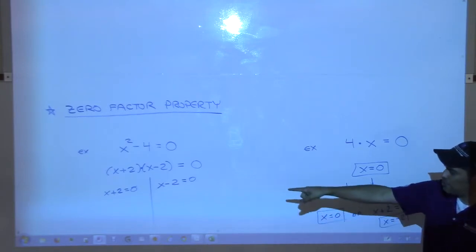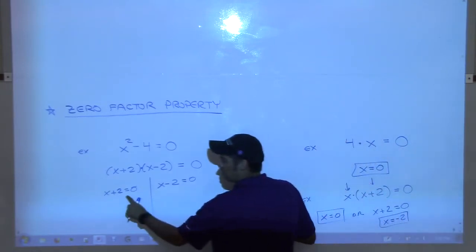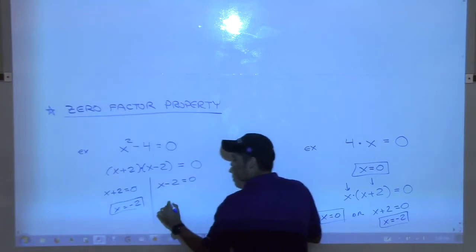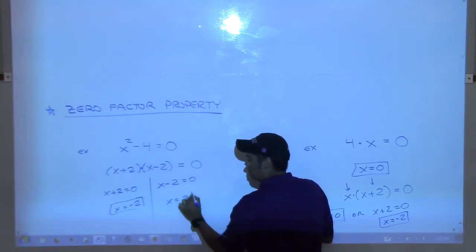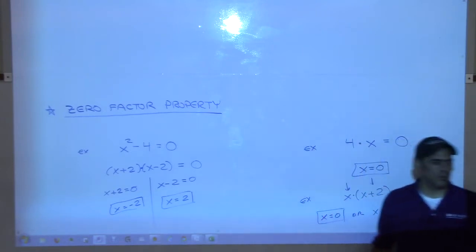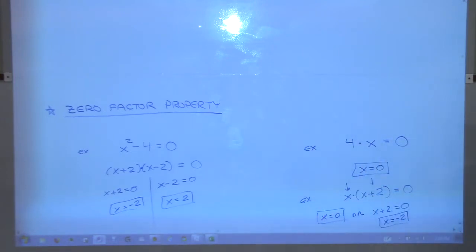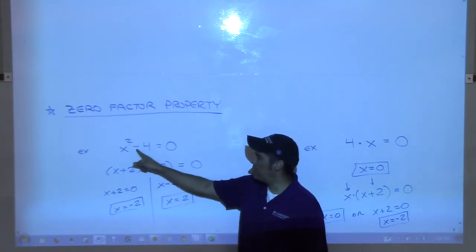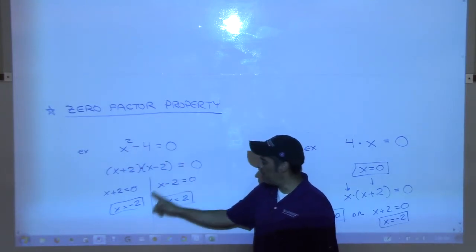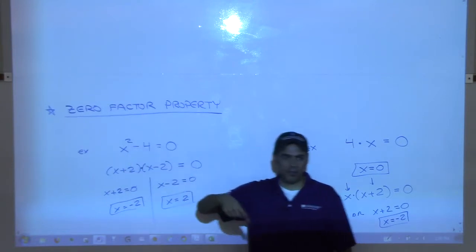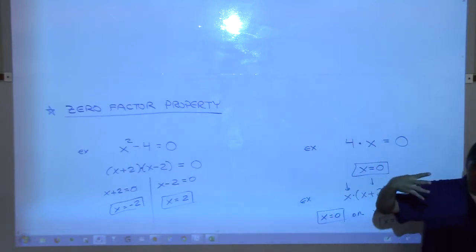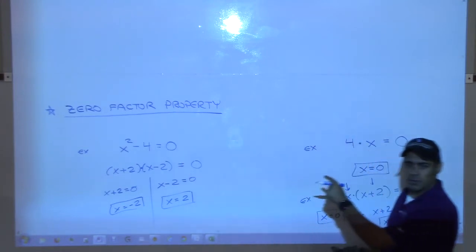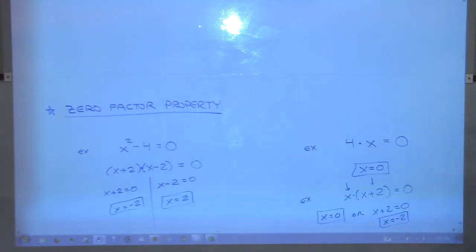So what does that first equation give us as a solution to this? Negative 2. And what does this equation give us? Positive 2. So we have two possible solutions to that equation. If I take 2 and I square it, I get 4, and I subtract 4, I get 0. But if I take negative 2 and square it, what's negative 2 times negative 2? Still 4, and then minus 4 will have 0. So we get two solutions. Is this making sense?